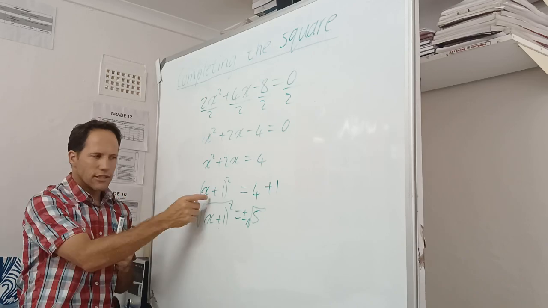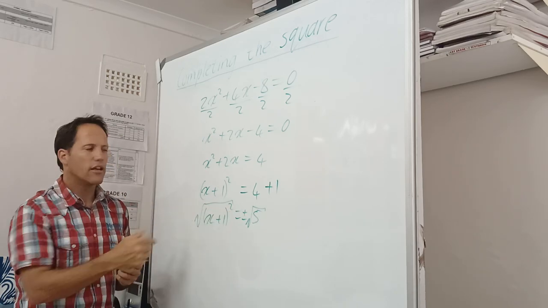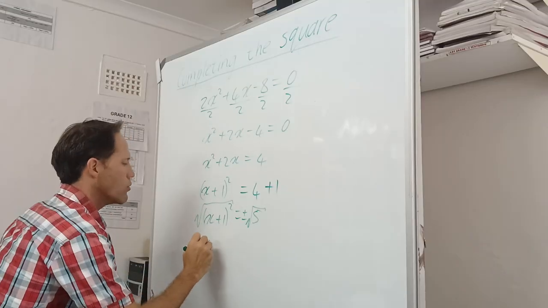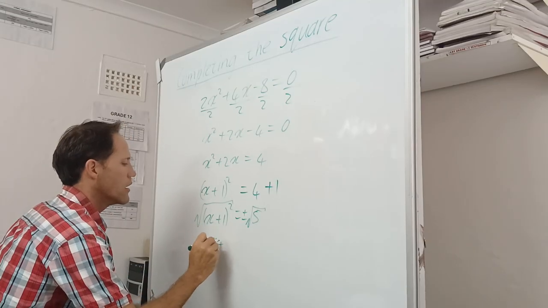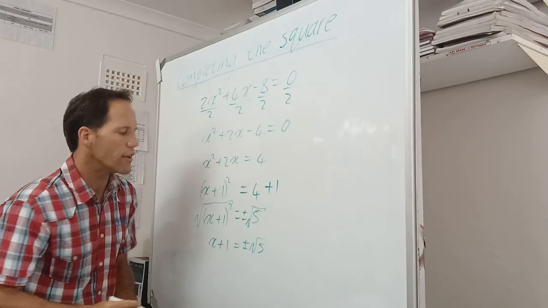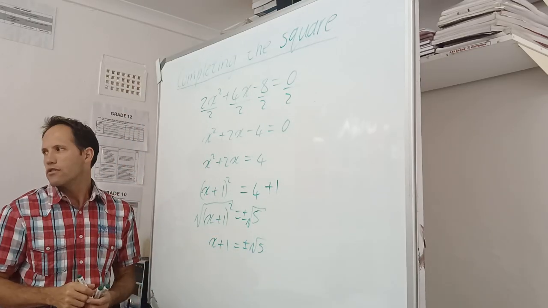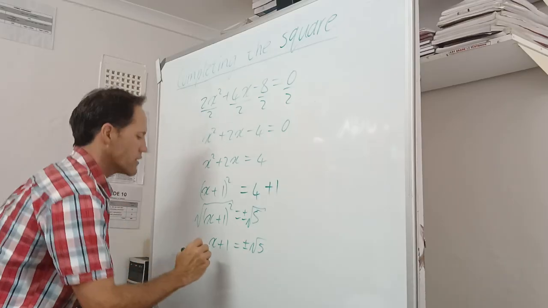So you basically just get the square. Why? Because the square root and the square cancel out. Okay? So then you only have x plus 1 on this side. And this side you've got plus minus the square root of 5. And then the last step is take the 1 over. So it becomes minus 1. So then you've got the solution for x.